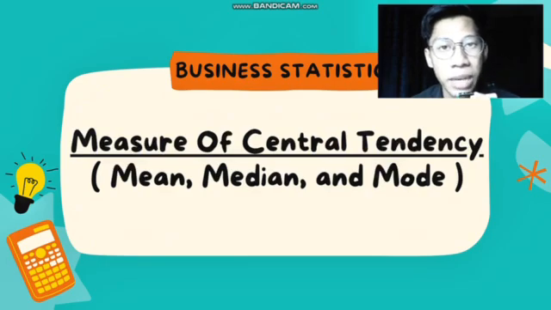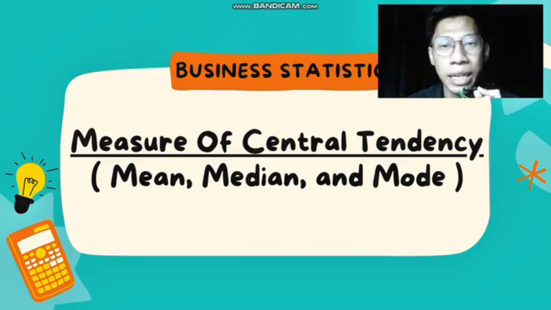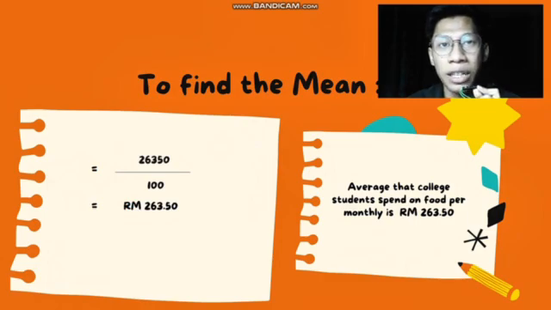I will be explaining about the topic of measure of central tendency. In measure of central tendency, there are three things, which are mean, median, and mode. So, first of all is to find the mean.